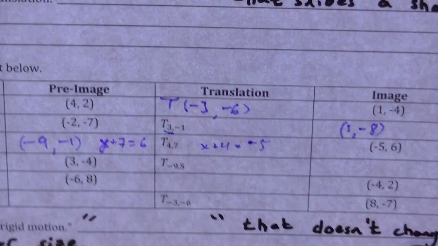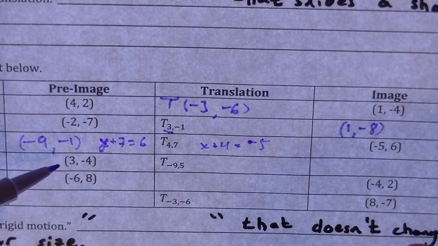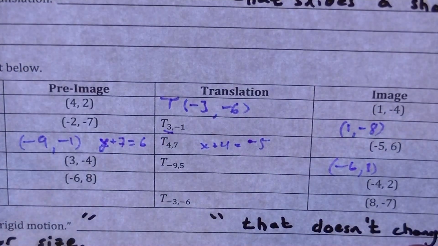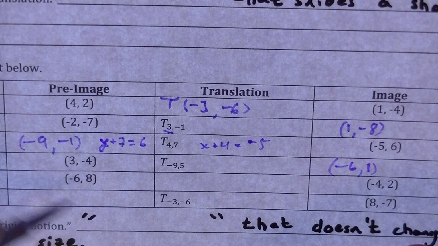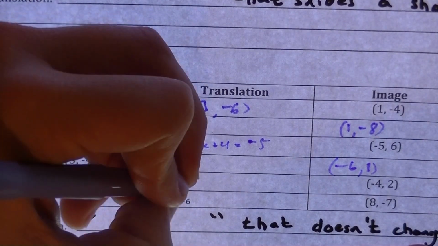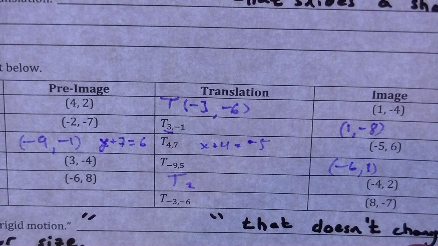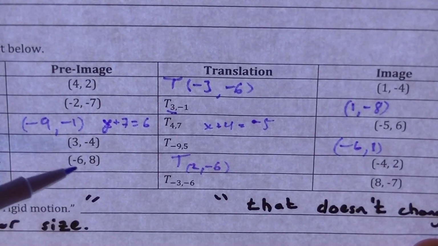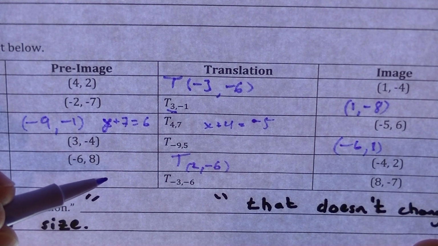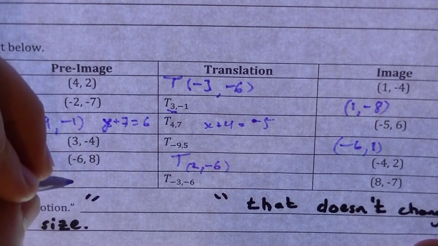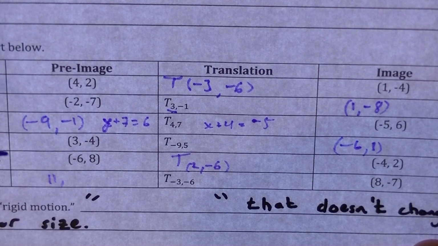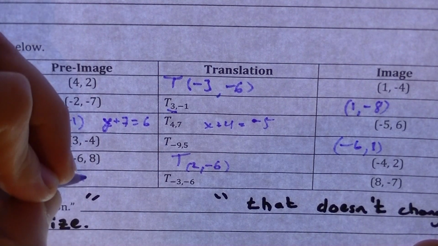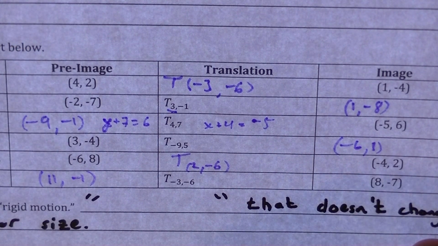I'm going to do the rest of these quickly and silently. Positive 3 minus 9, so it's going to be negative 6. Negative 4 plus 5 is going to be 1. Negative 6 to negative 4 is going to be a translation of positive 2. 8 to 2 is going to be minus 6. Started at negative 3, so 8, 9, 10, 11 I started at, and negative 1 minus 6 gets me negative 7.